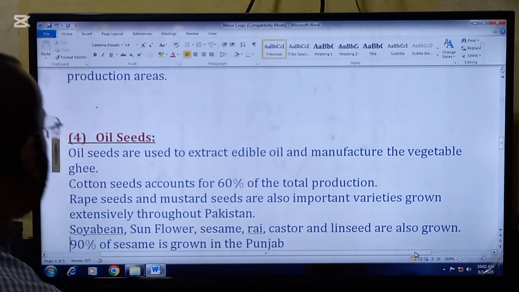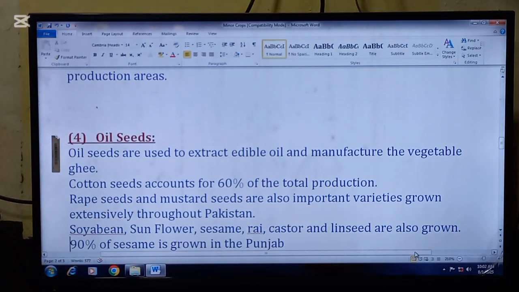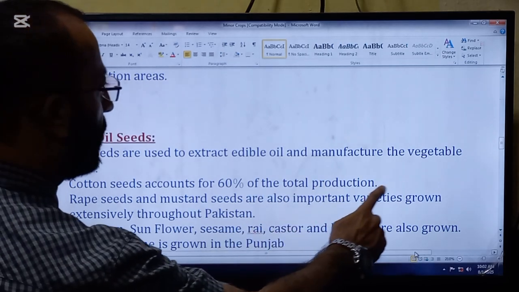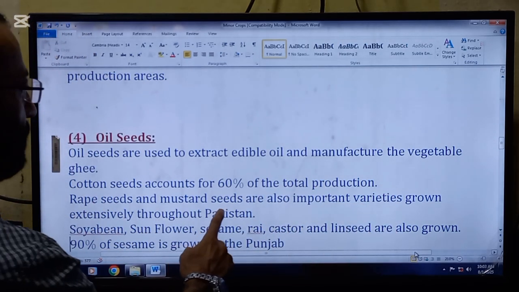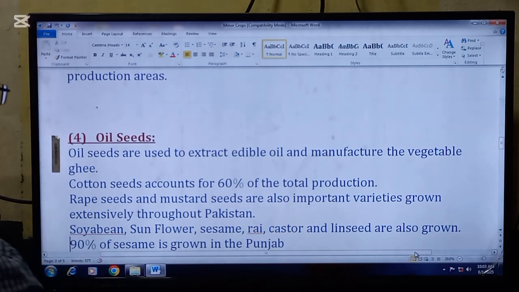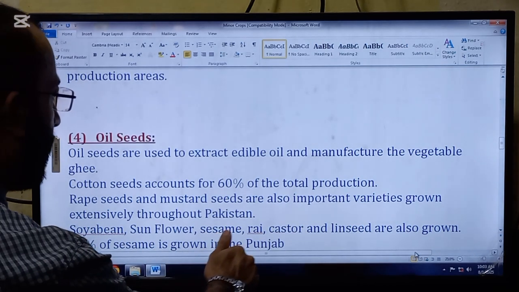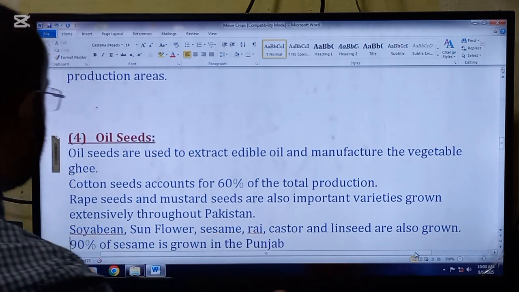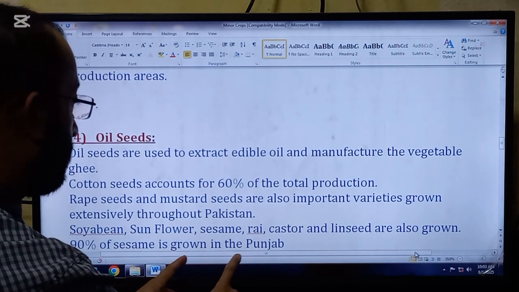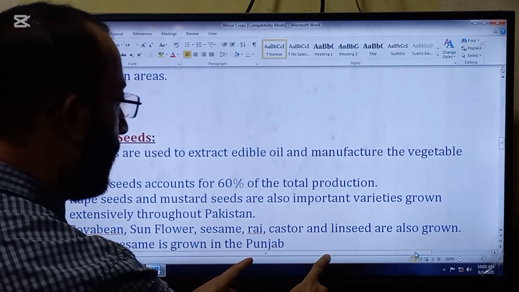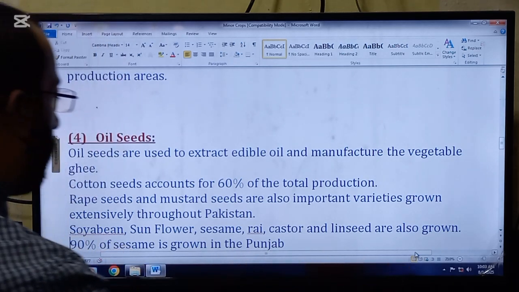The next crop that we are going to read is the oil seeds. Oil seeds are used to extract edible oil and manufacture vegetable ghee. Cotton seed accounts for 60% of the total production. Rape seeds and mustard seeds are also important varieties grown extensively throughout Pakistan. Soya bean, sunflower, sesame, rye, castor and linseed seeds are also grown.